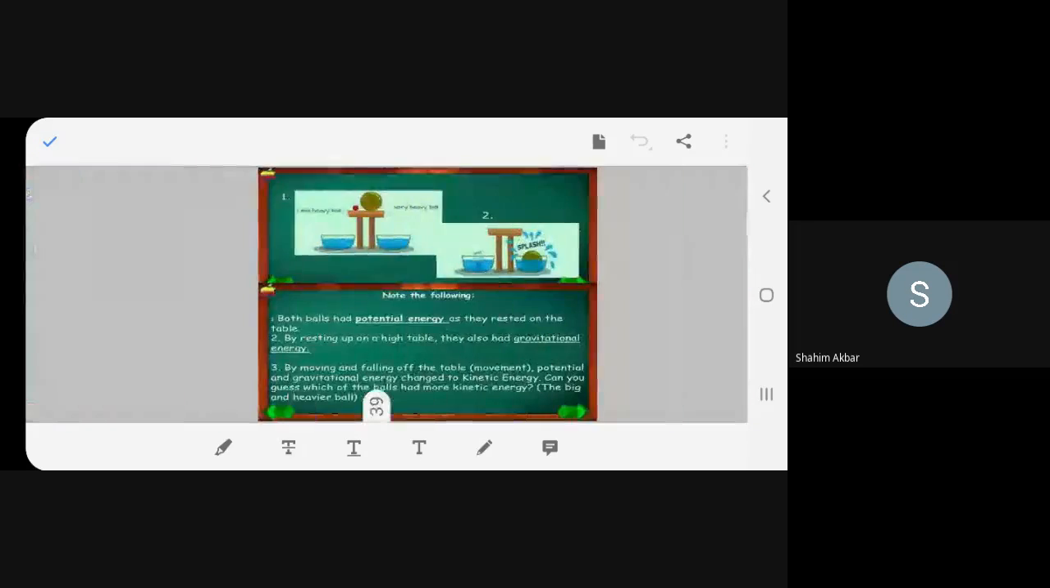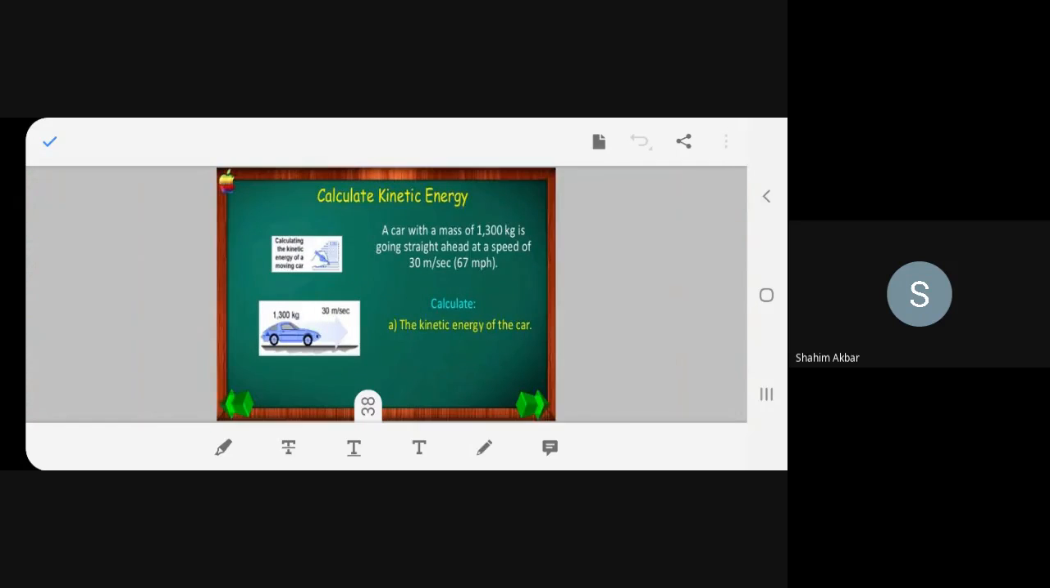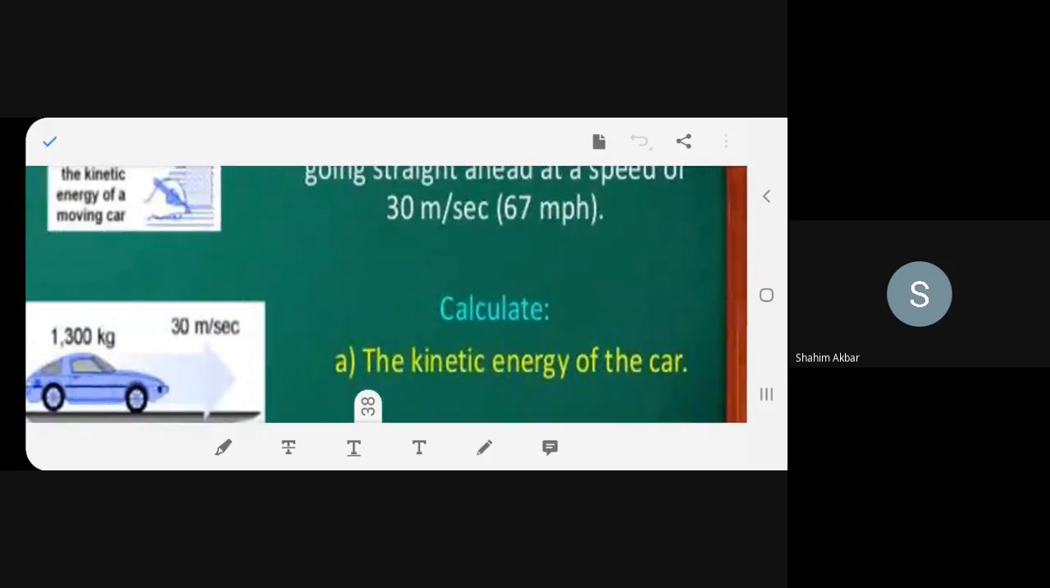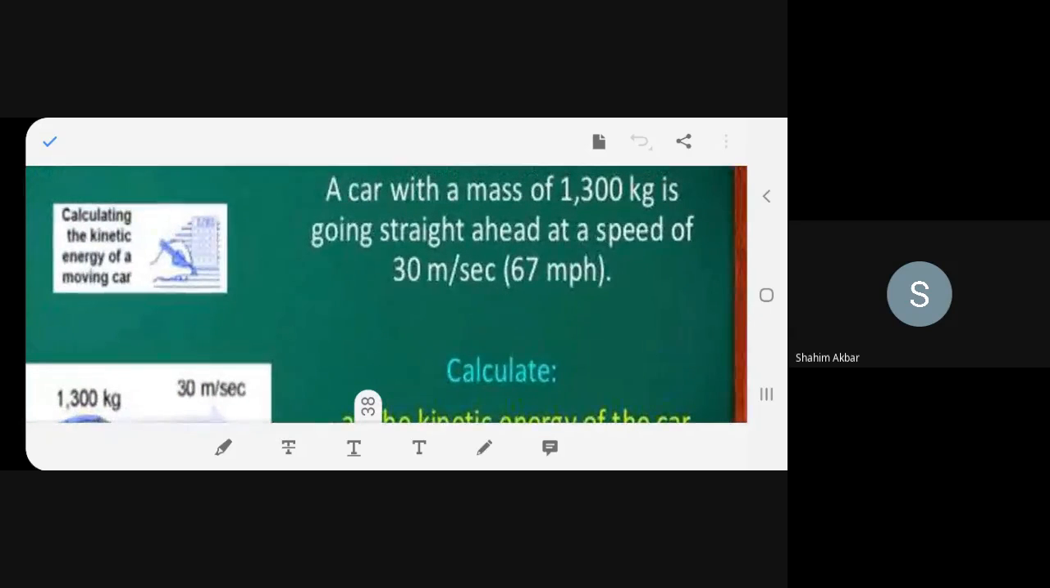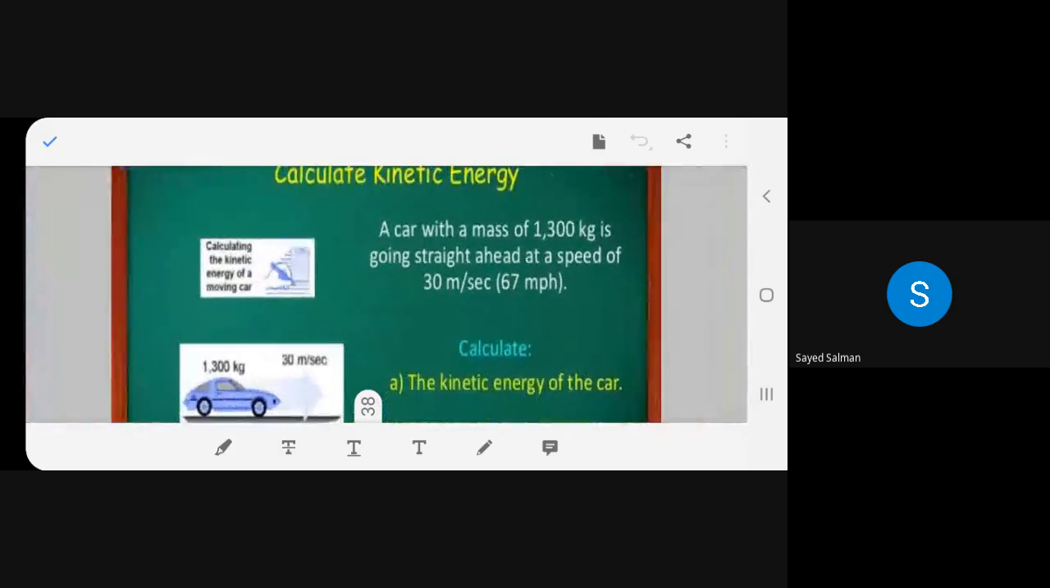Okay? This is your homework. I've not done it. You have to find the values and give it to me tomorrow or on WhatsApp today itself. Is it clear? Boys, do you hear me? You have to find out the kinetic energy of the car which has the mass of 1,300 kg and the velocity is 30 meter per second. You have to find out the kinetic energy and WhatsApp me. Is it clear? Or let me know by tomorrow. Okay?